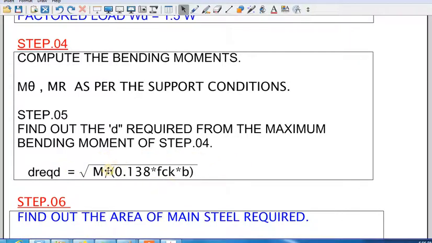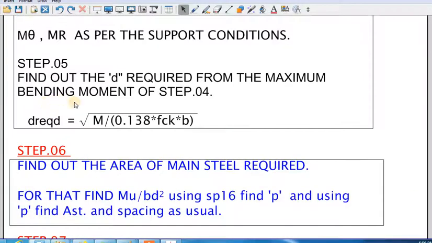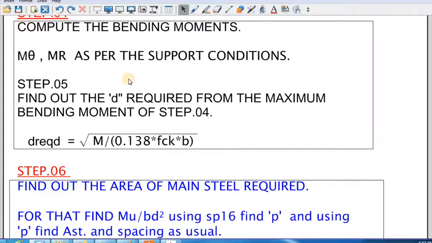D required is equal to root of M divided by 0.138 fck into B. This 0.138 is because I have considered M25 concrete and Fe415 steel. If you are considering Fe250 or mild steel, this value will be different. You will get it from SP16, Table C, I think. If the D required is less than the D provided, then we are on the safer side. If not, we need to increase the depth.